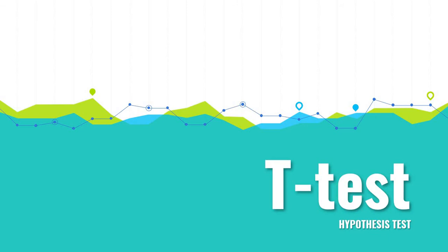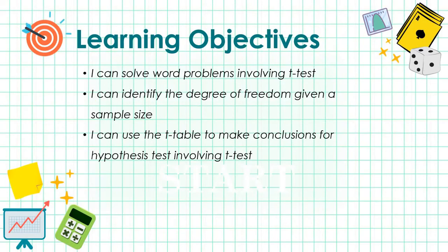For today's video, we are going to discuss the hypothesis test involving t-test. The learning objectives would be first to solve word problems involving t-test, identify the degree of freedom given a sample size, then use the t-table to make conclusions for hypothesis test involving t-test.